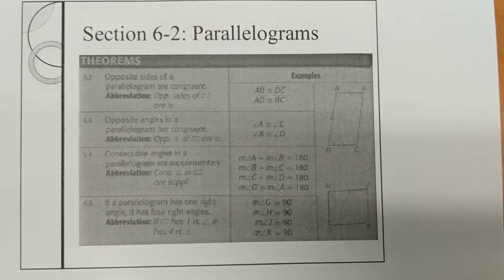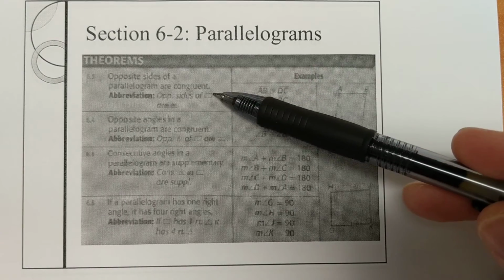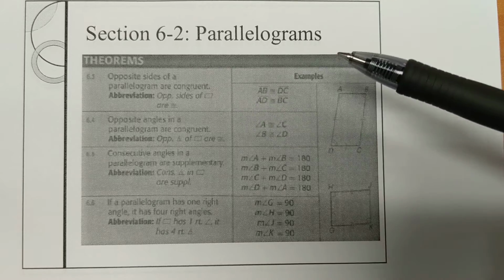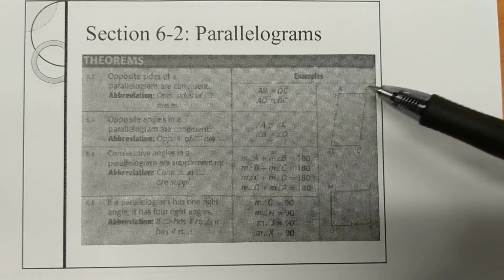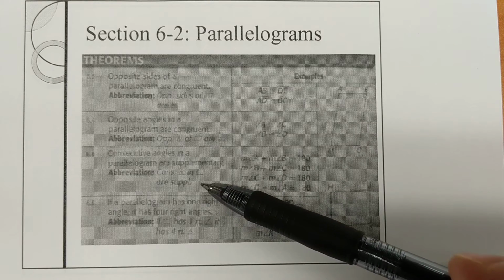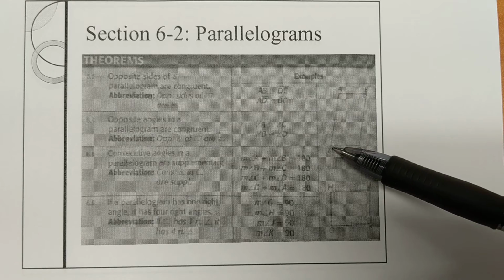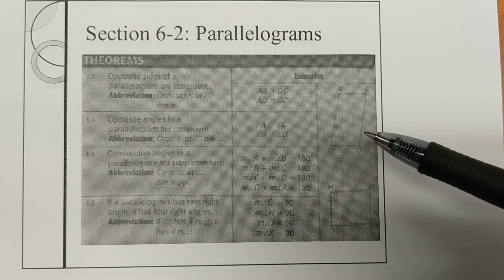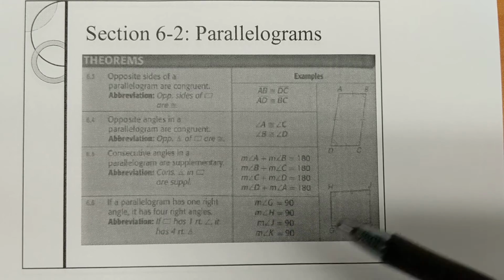So here we have the other things that are true. The first one, which is 6.3, is the opposite sides of a parallelogram are congruent. 6.4, opposite angles are congruent, so that means like A and C or D and B. Consecutive angles are supplementary, so A and B, B and C, C and D, D and A have to add to 180. And then the last one, if a parallelogram has one right angle, it has four right angles.